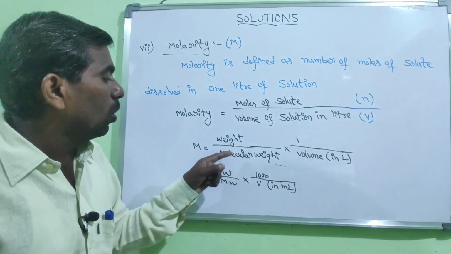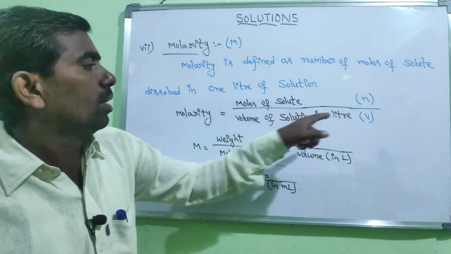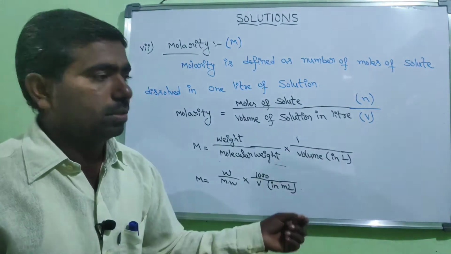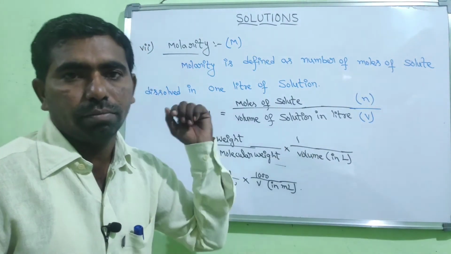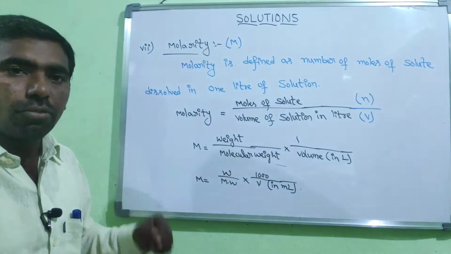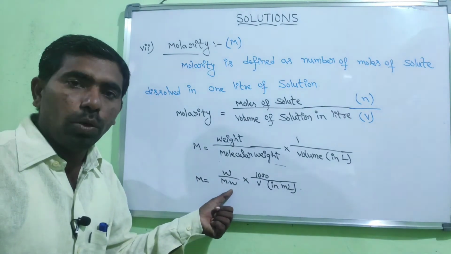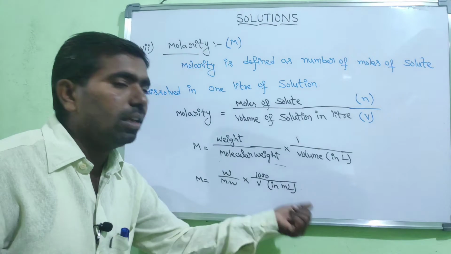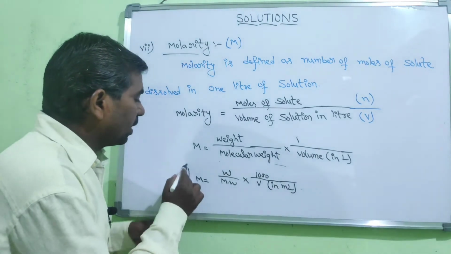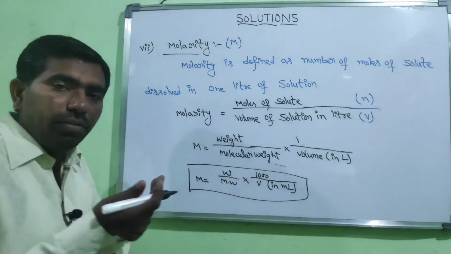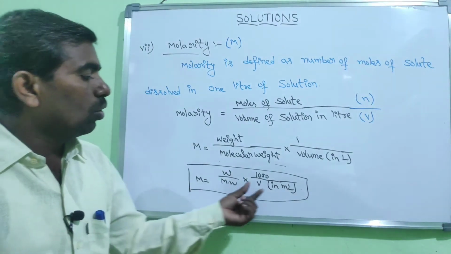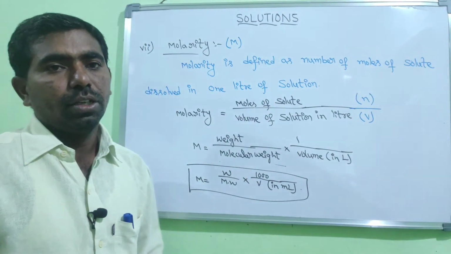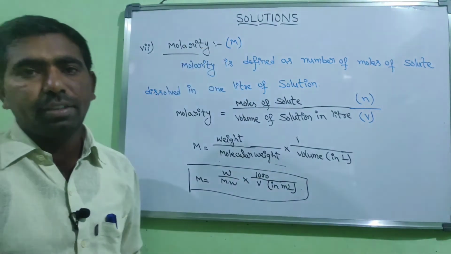Weight divided by molecular weight represents the number of moles of solute, small n, into 1 by volume in liters. Volume is the solution volume. Or M equals W by MW, that means weight divided by molecular weight into 1000 by V in milliliters. This is the mathematical expression generally used when the solution volume is taken in milliliters. So that is about molarity.